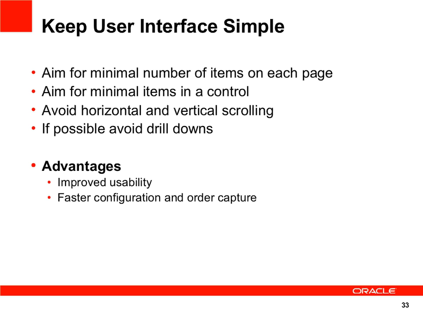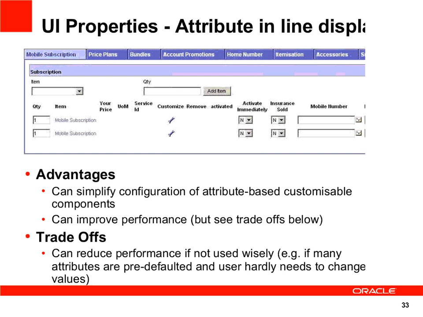And you know that if you have a child item which is customizable itself as well, it will be shown as a drill down. You can drill down into this child item and make additional changes. What can you do to avoid this? You can use attribute inline display. Attribute inline display is a possibility in the Siebel web template which allows you to add the attributes of a child item side by side with the child item itself.